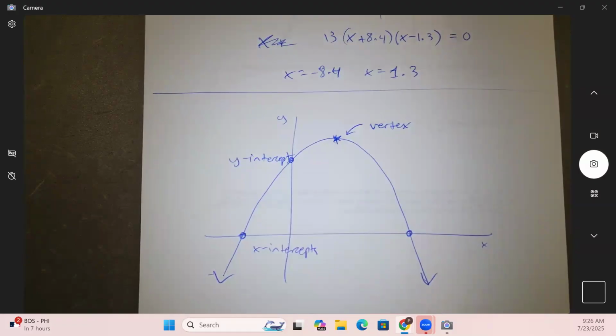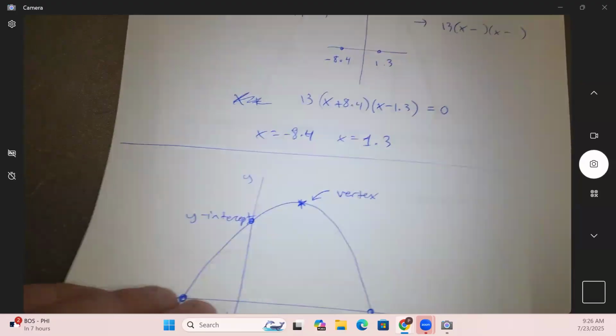Let me see. I'm just seeing what I'm asking you to do. I think I asked you to find the vertex. Yes, I do. Okay. There are a number of ways to find the vertex of a quadratic function.